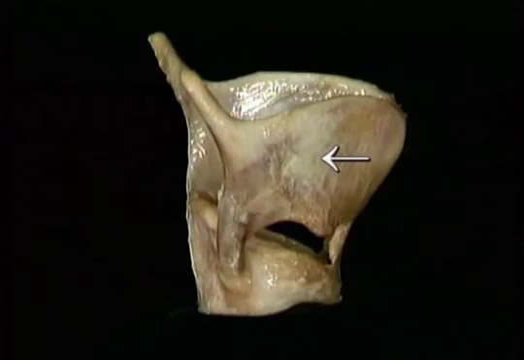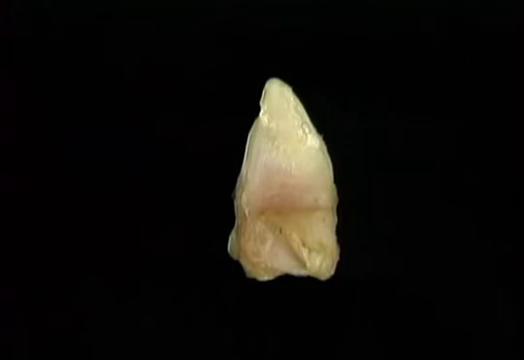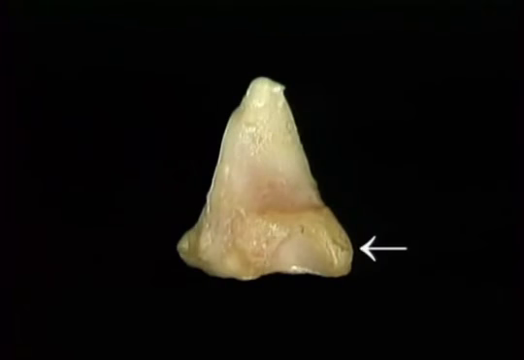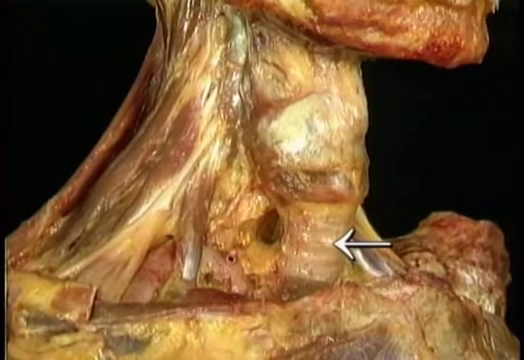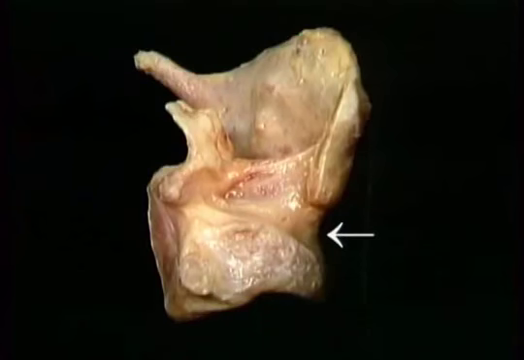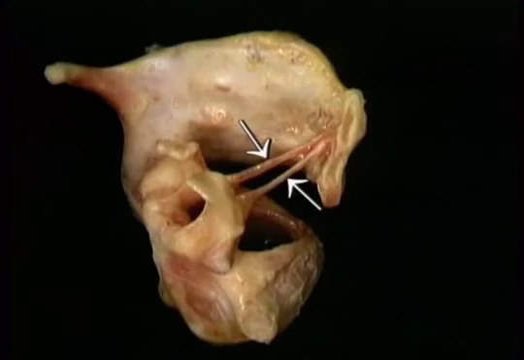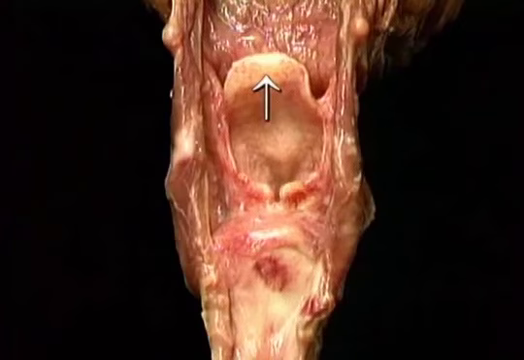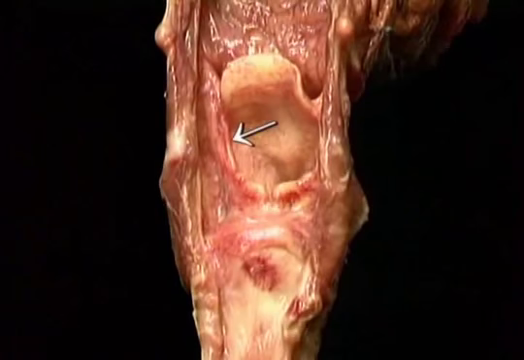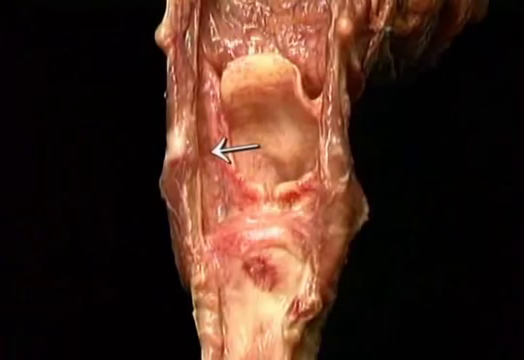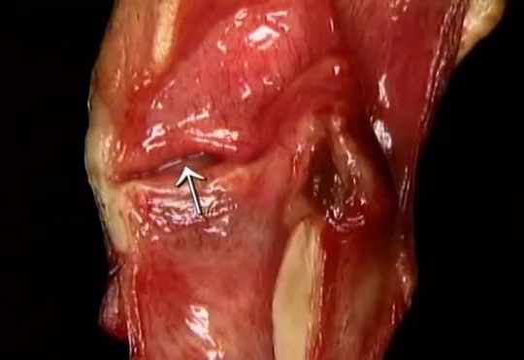Here's the thyroid cartilage. Here's the cricoid cartilage. Here's the arytenoid cartilage with its colliculus, vocal process, and muscular process. Here's the trachea. Here's the cricothyroid ligament. Here's the conus elasticus. Here are the vocal ligaments. Here's the epiglottis, the aryepiglottic fold, the vallecula, and the piriform recess. Here's the vestibule, the vestibular fold, and the vocal fold.